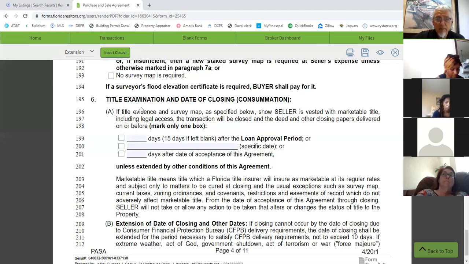Okay. Title evidence and survey map is specified below. Show the seller is vested marketable title, including legal access, and transmission will be closed in the deed, and a closing paper is delivered to, and you've got to mark only one of these. Okay, so 15 days after the loan approval period, you can mark that, or you could make it another time period. Okay, specific date is usually pretty cool because it puts a deadlock on the end of this contract and says it's going to be done by April 15th.